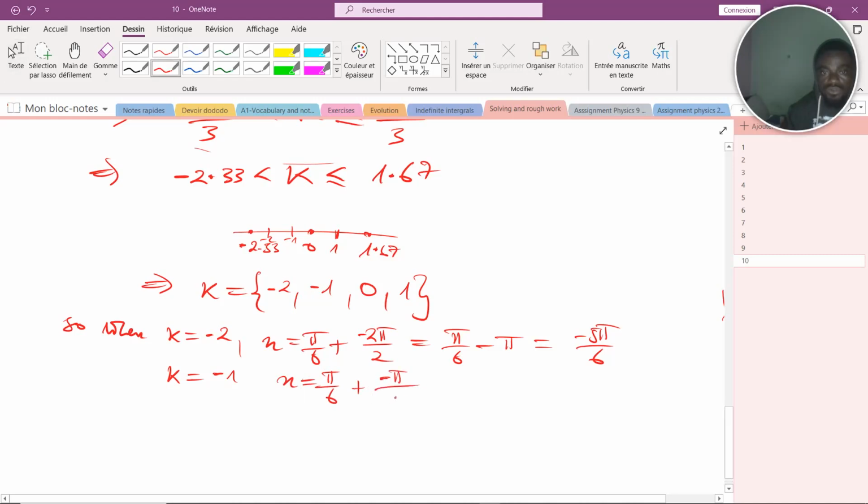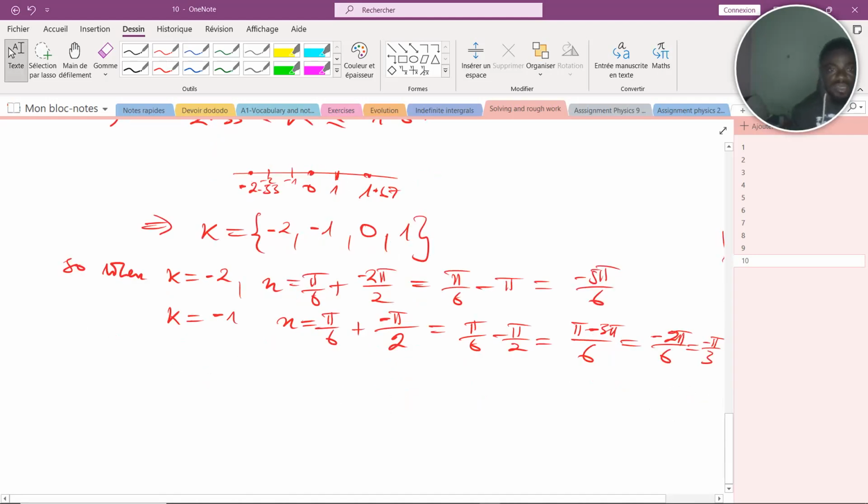-pi on 2. Is that okay? This will be equals to pi on 6 minus pi on 2. So this will be equals to 6. 6 divided by this, it goes once, I'll have here pi. 6 divided by this, it goes 3 times, 3 pi. This will be equals to minus 2 pi on 6, which is equals to what? Minus pi on 3. Is that okay?